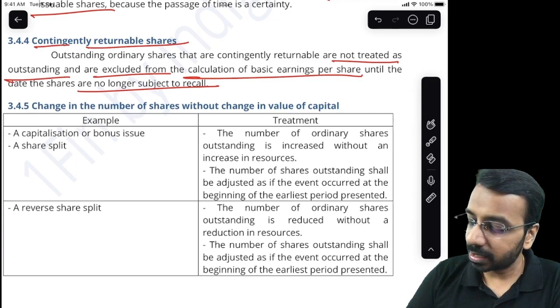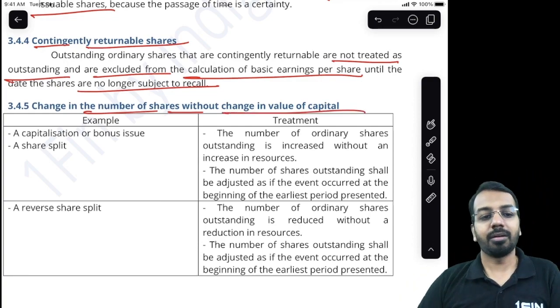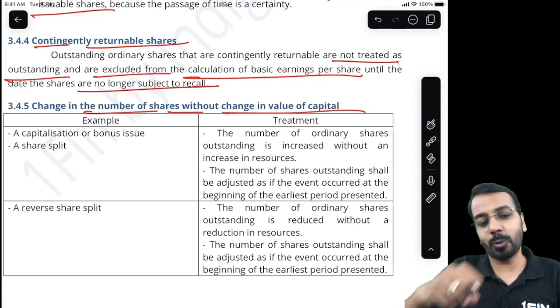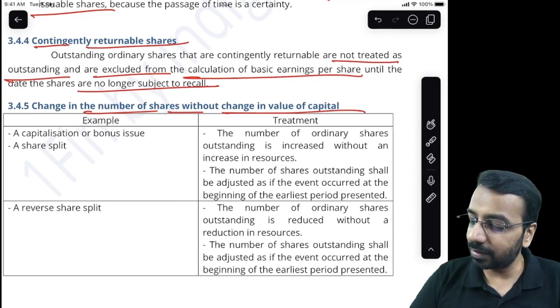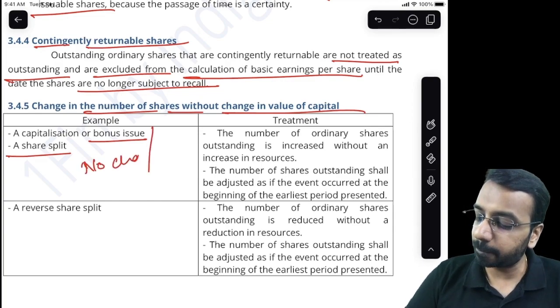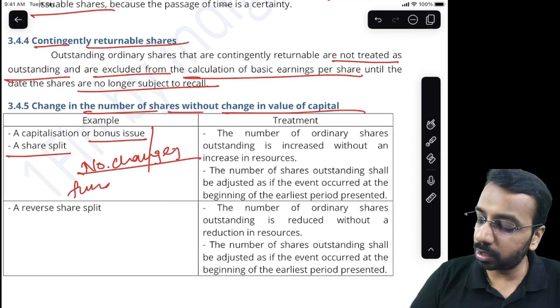Okay. Now sometimes what happens is there is a change in the number of shares without a change in the value of capital. For example, bonus issue. Bonus issue is what? From this pocket you have moved the reserves to another pocket. Now in that case, if there is a bonus issue or a share split where only the number changes, funds don't change.